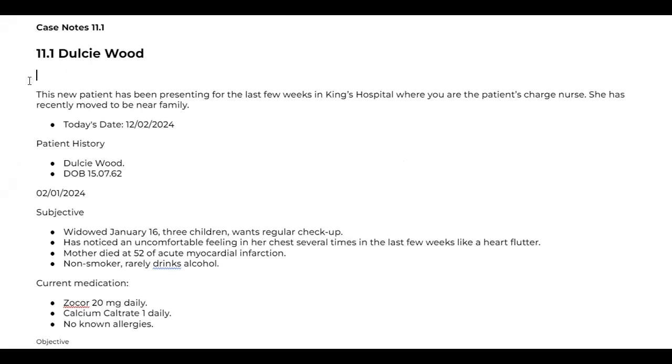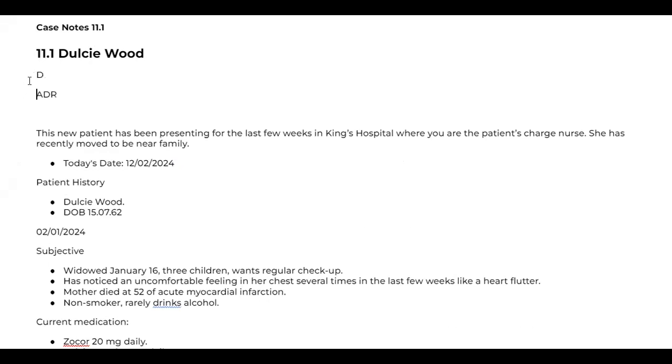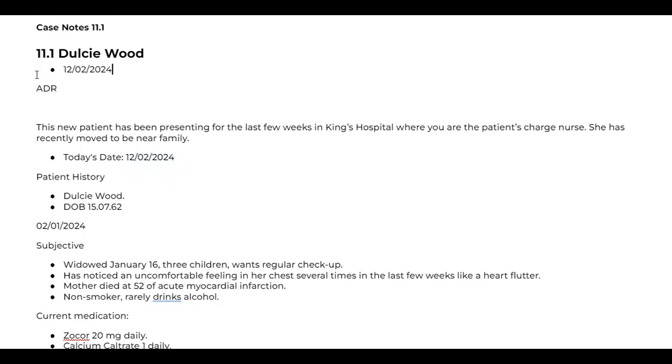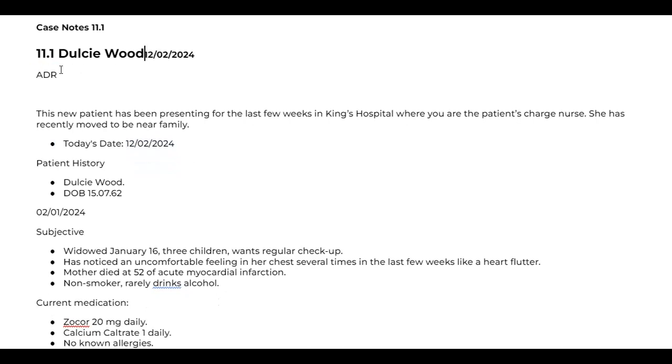How to do that? First of all, we need an address and a date. So we have to write D, A, D, R, which is the first part of every letter. D stands for date. And what is date? Date is here. We are taking this date from here. I'm copying this date and pasting it here. Look at this. And here is a date.